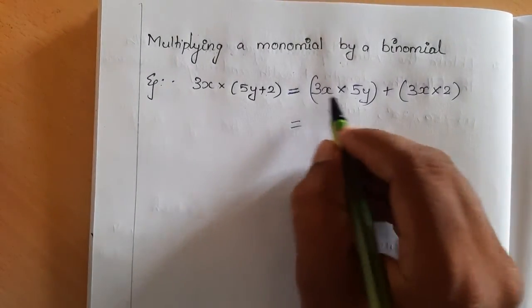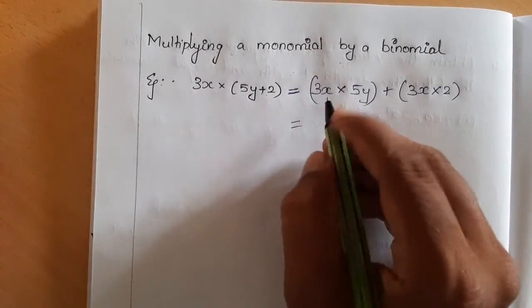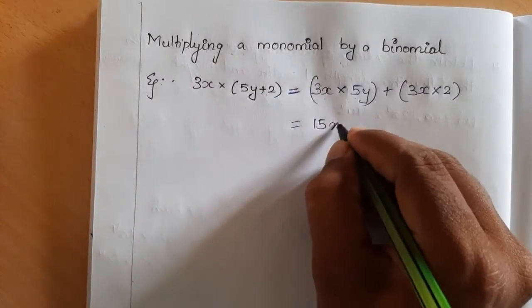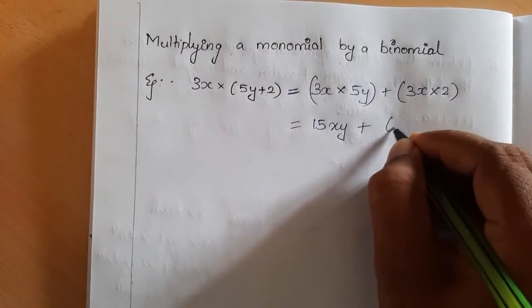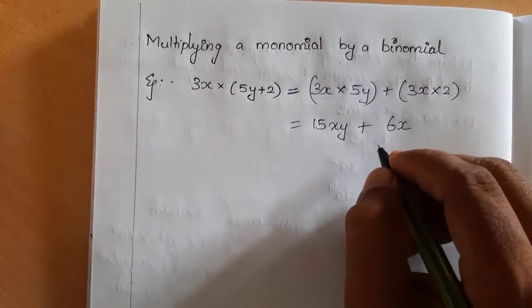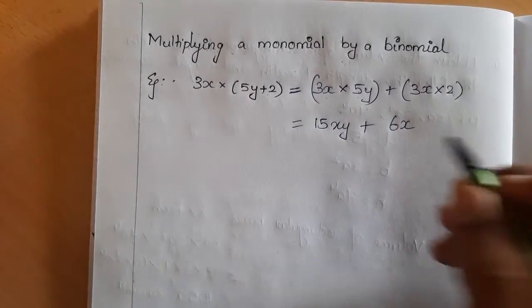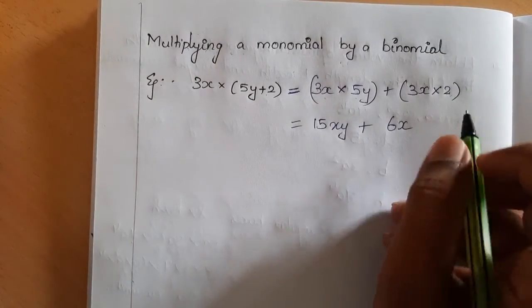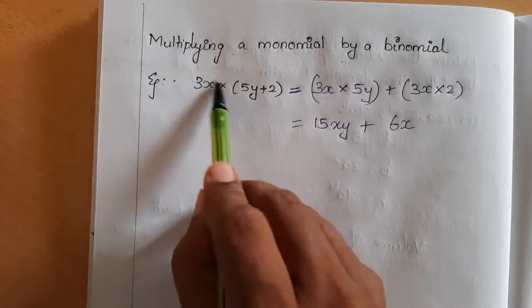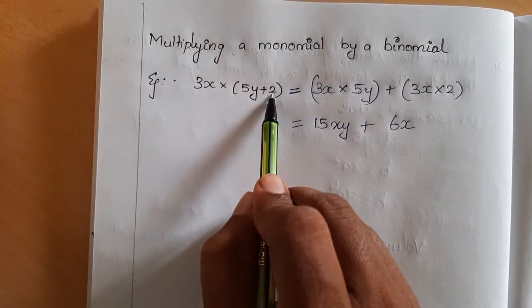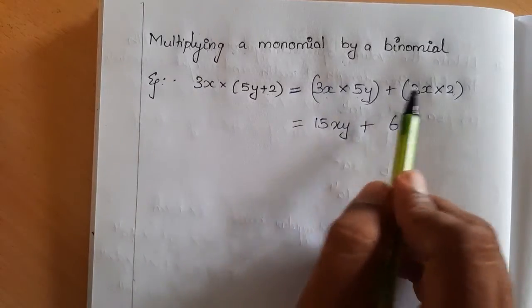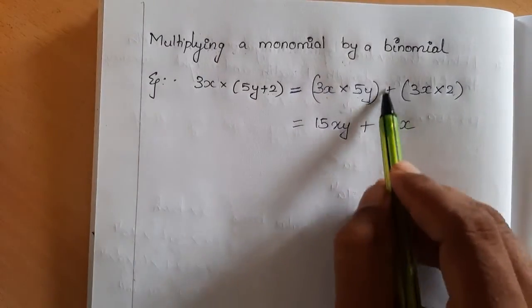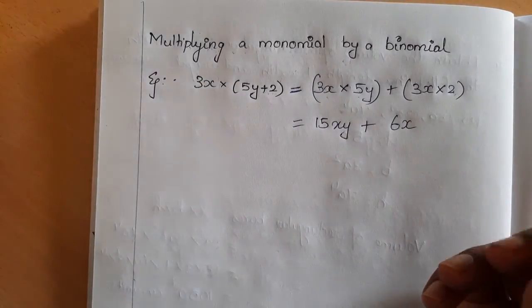So here we have to multiply the numbers first. So 5 3s are 15, x into y is xy, plus here 3 into 2 is 6, and 6x, right? This is our answer, 15xy plus 6x. So remember, this monomial is multiplied with every term of the binomial. The binomial has two terms, so the monomial multiplies with the two terms, and if it is addition we will be doing addition, if it is subtraction we will be doing the subtraction.